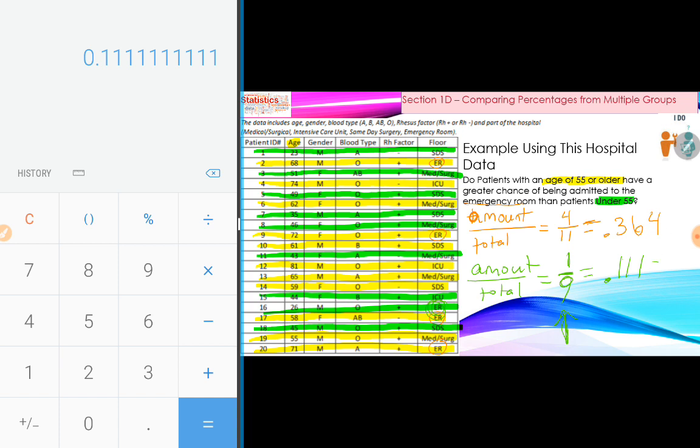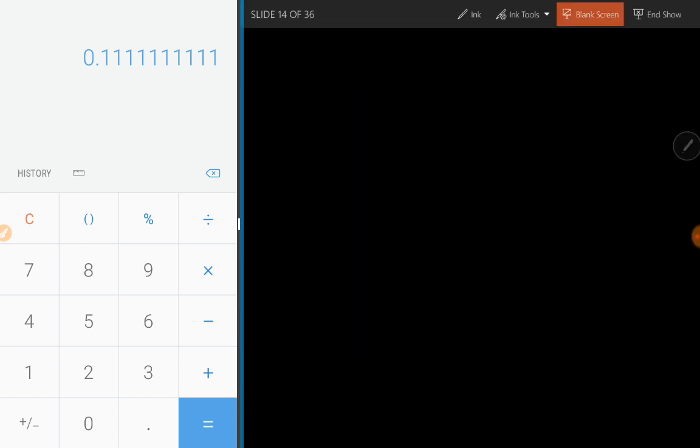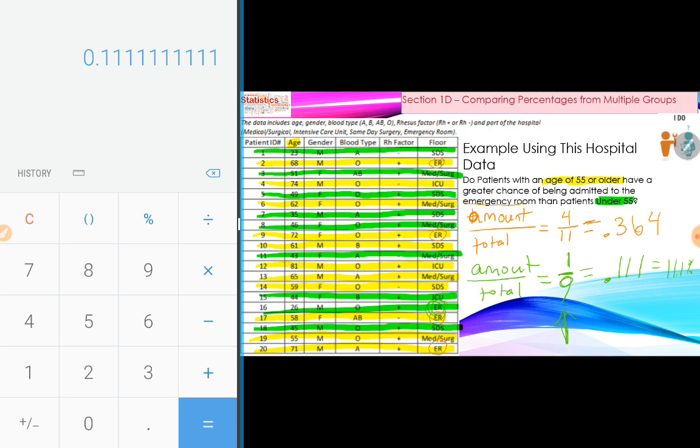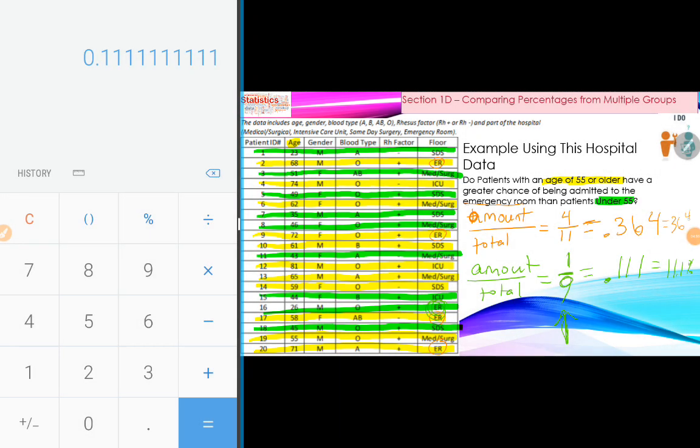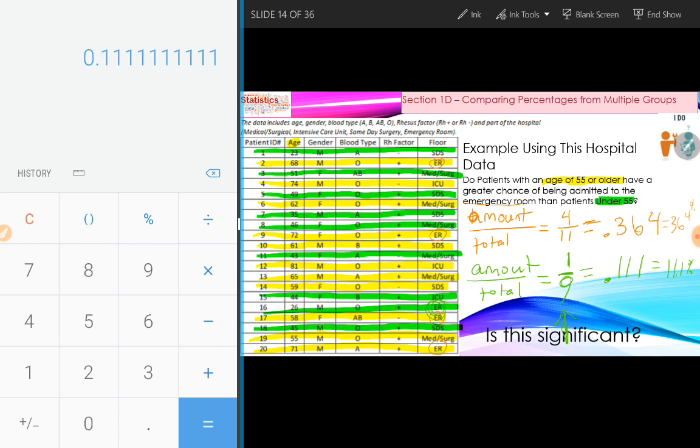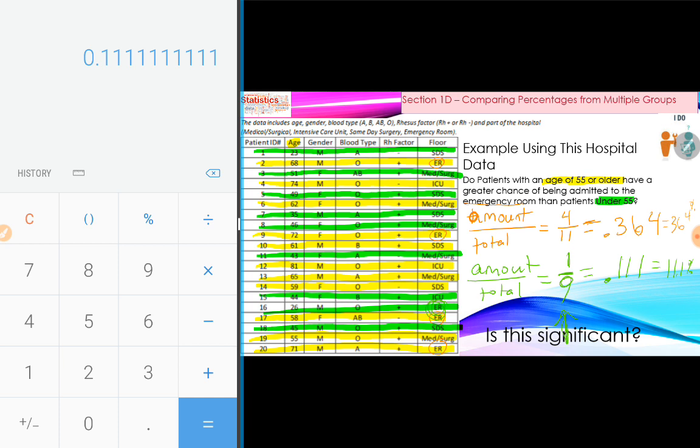So I can convert this to 11.1%, and I can convert this to 36.4%. I'm running out of space here. And the question is, is this significant? Yes, more patients that were older went to the ER, but is it significantly more, or is it just kind of a fluke that's going to go up and down? So the question that we need to answer is, is this significant?